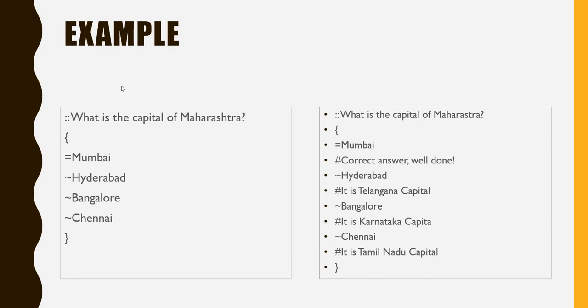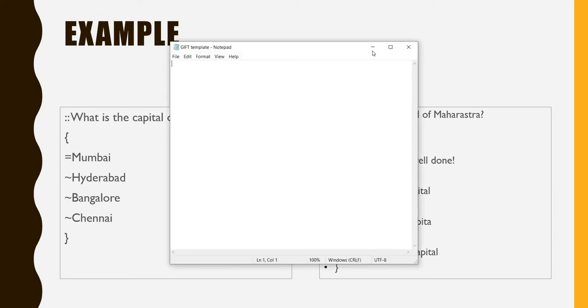I have a question. The question is, what is the capital of Maharashtra? And I have 4 options: Mumbai, Hyderabad, Bangalore and Chennai, of which Mumbai is the correct answer. The rest of the options are wrong. So in the template, how do I do it? Let us do it here.